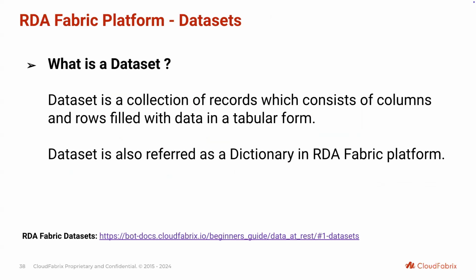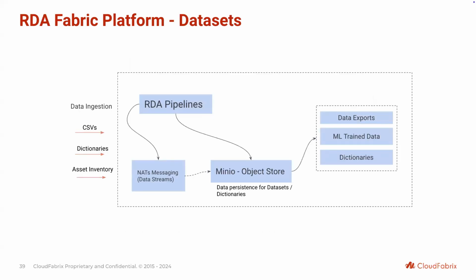Now let's talk about a data set. Data set is widely used within our platform. By definition, a data set is a collection of records which consists of columns and rows filled with data in a tabular form. Nothing but a CSV, tabular data. A data set is also referred to as a dictionary in the RDAFabric platform. Data sets are used for a wide variety of purposes within our platform, which we'll talk about as we go through these training sessions.